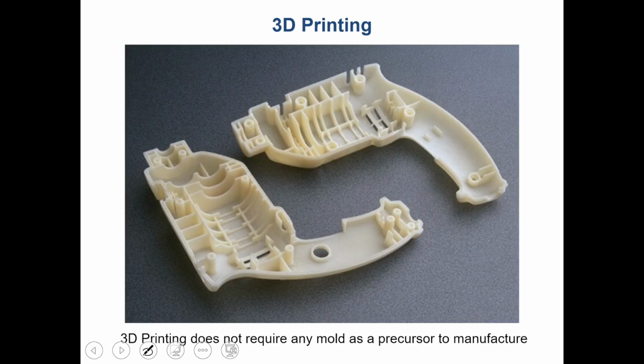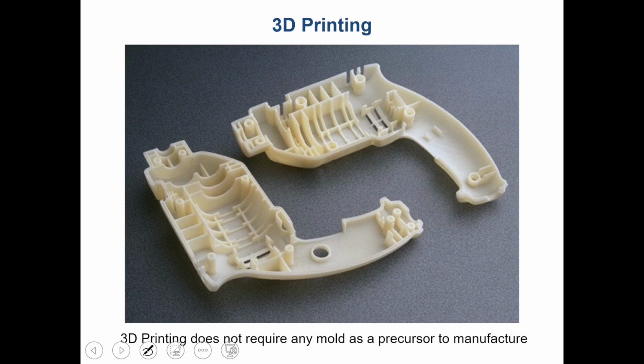So these are the images of 3D printing. It does not require any mold as a precursor to manufacture. You do not need any die or anything required before printing. You just make your design in CAD tools or Octoprint, and give the command to the 3D printer. It will automatically fabricate your device as per your design.